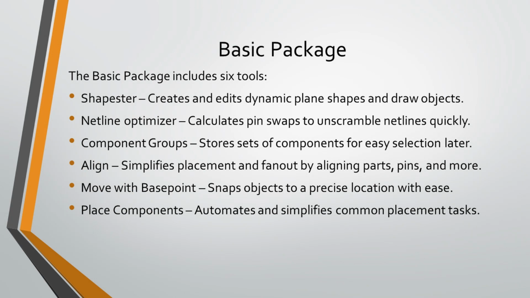The basic package includes 6 tools. Shapester uses existing design objects like pads, vias, traces, and planes to create other shapes. It can make plane shapes, obstructs, solder mask shapes, and much more. Netline Optimizer is like Mentor's IO Designer and IO Optimizer, but much simpler, easier to use, and more flexible.